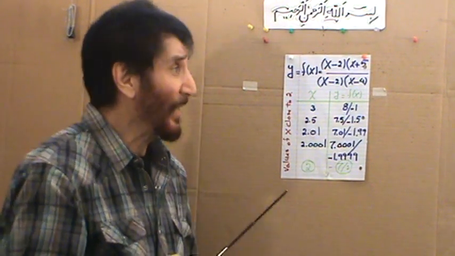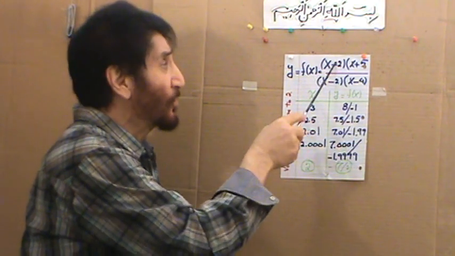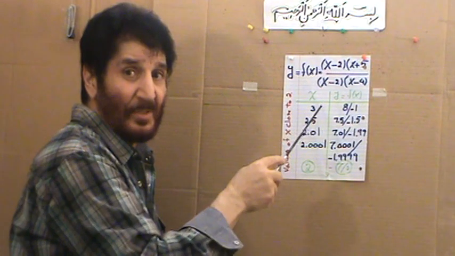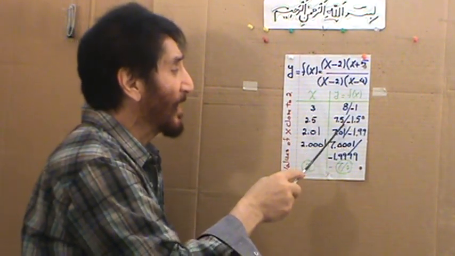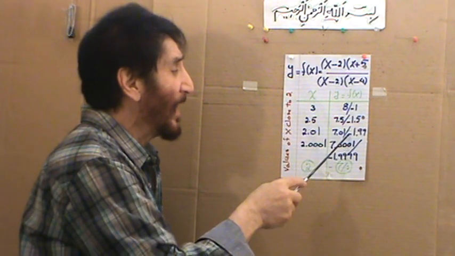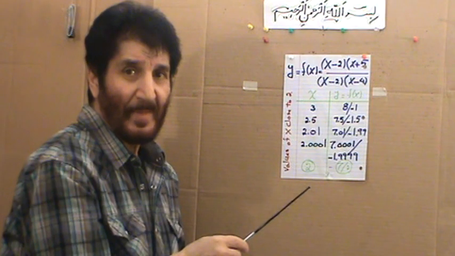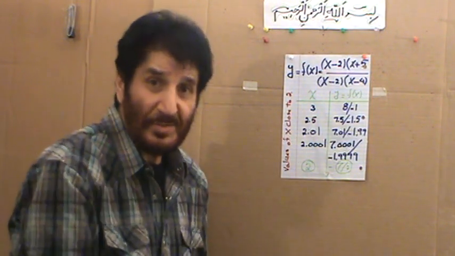And again, I put 2.01 for all of these x's. These two give me a skinny one, numerator and denominator are the same. And then these two give me 7.01 divided by negative 1.99. Alright, a negative number. So then next one I give it even closer to 2.